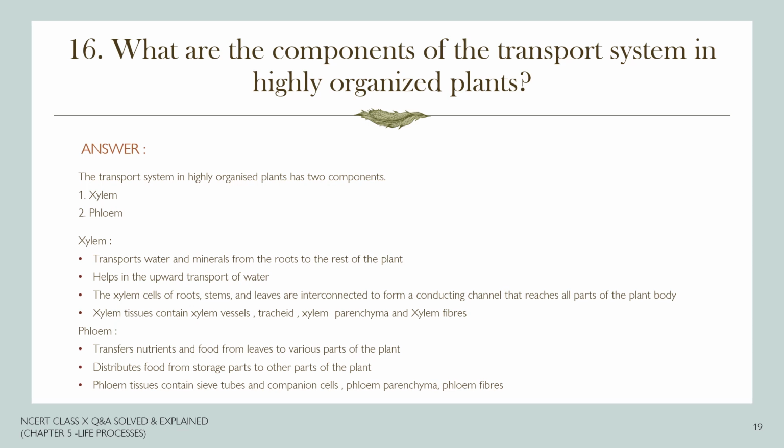Phloem, on the other hand, contains sieve tubes, companion cells, phloem parenchyma, and phloem fibers. The function of phloem is to transfer food from the leaves to the other parts of the plant, and it also transfers food from the storage parts to the other parts of the plant. So it is a bidirectional movement which happens inside phloem. Unlike xylem, where it is unidirectional and it's only upwards, phloem can be both upwards or downwards.